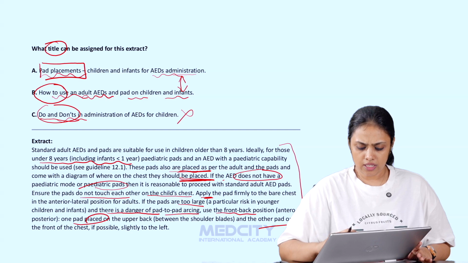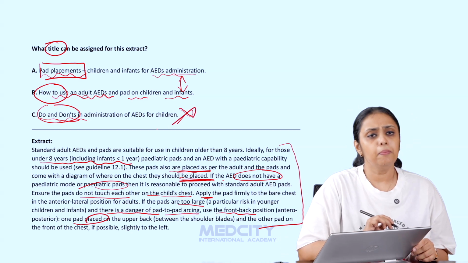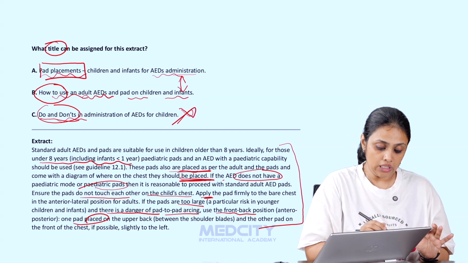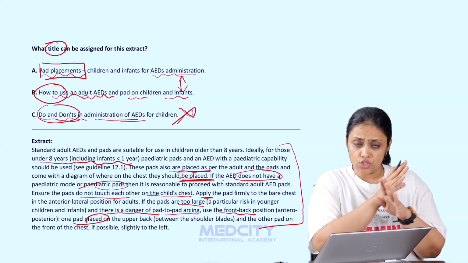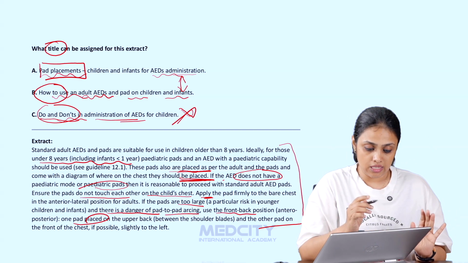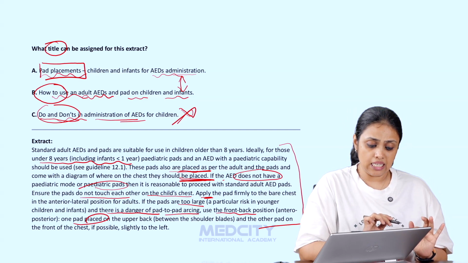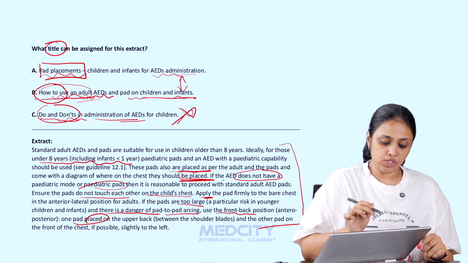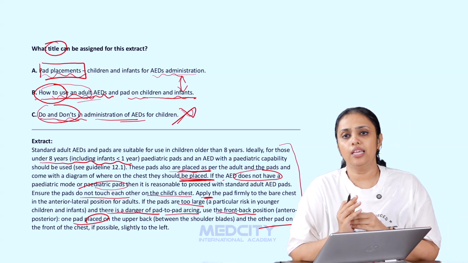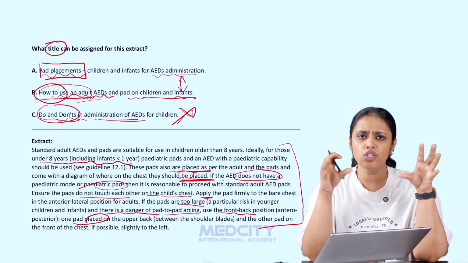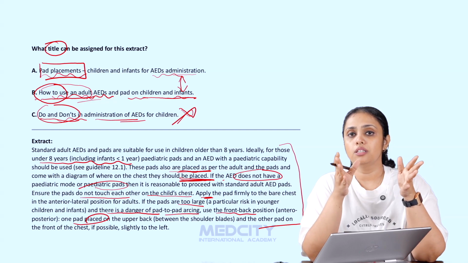So once you go through this text, what do you understand? Are the do's and don'ts mentioned here? What you should be doing while using an AED for children, or what should not be done? No. Generally a list of do's and don'ts you don't see in the text. Students often get confused between options A and B. Now when you look at option B, it says how to use an adult AED for children and infants. But is it given in general how to use an AED?